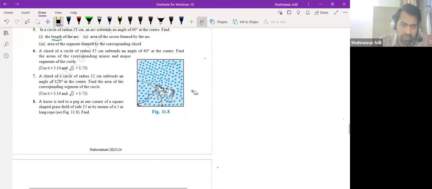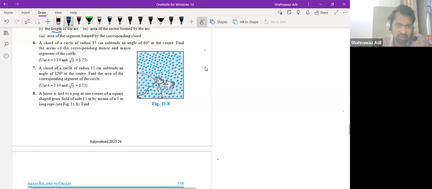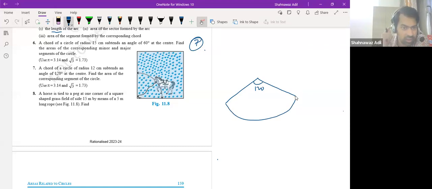Okay, so find the area of the corresponding. Again, the same question. So a chord of a circle of radius 12 centimeters subtends an angle of 120 degree at the center. So this is the angle 120 degree, right? Let me draw it here. So I have 120 degree, greater than 90. So 120 degree, and then find the area of the corresponding segment of the circle.